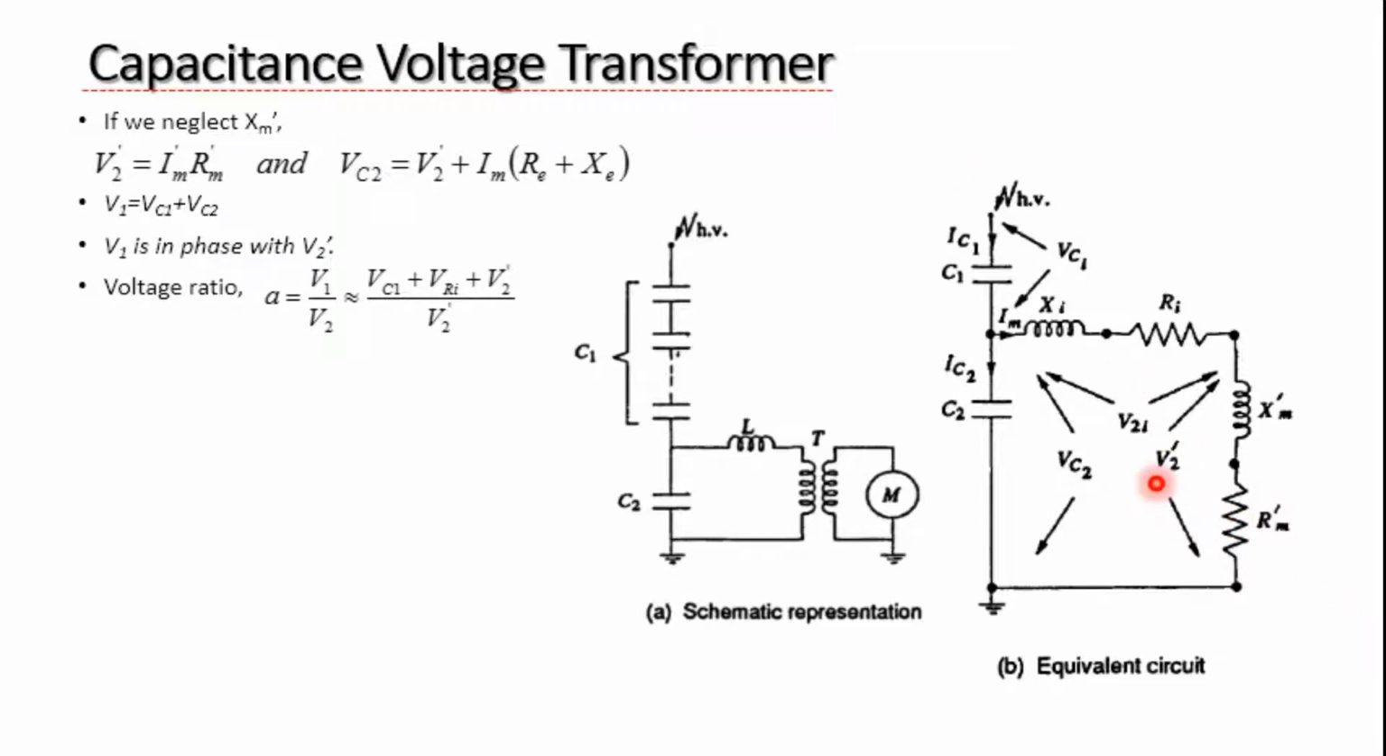So hence, with the proper tuning, the value of R2 will be phased with an even value. The potential transformer's resistance and reactance are not shown here separately and are included in the Ri and the Xi, the resistance and reactance of the tuning inductor L. Then the voltage ratio will become A is equal to input by output, that is nothing but Vc1 plus Vri plus V2 dash by V2 dash, or we can make it as V2 by V2.